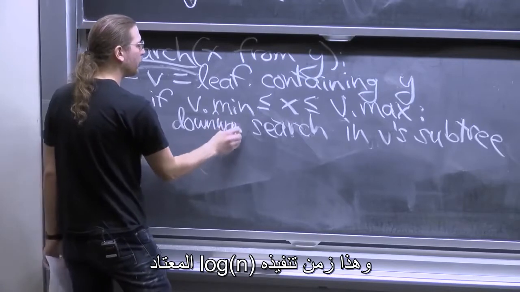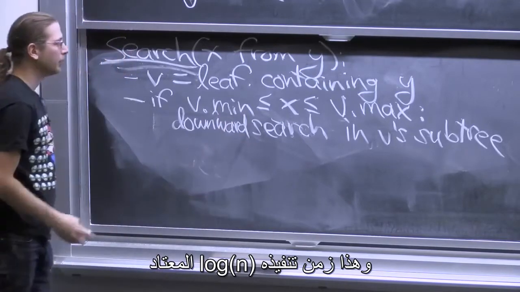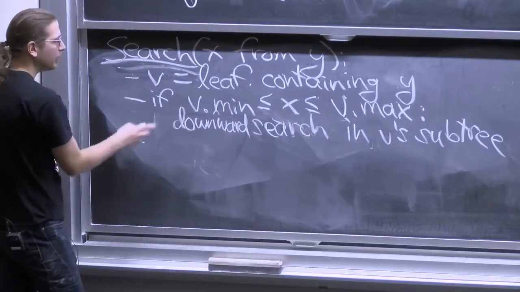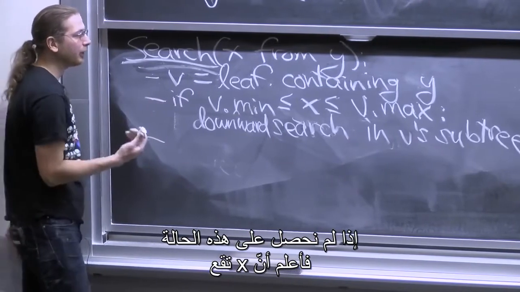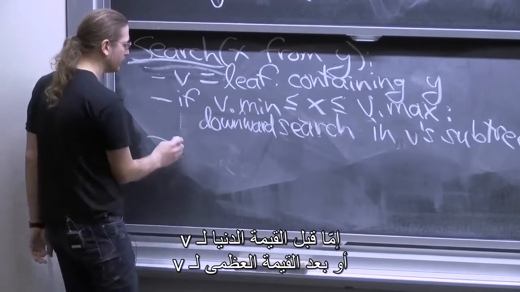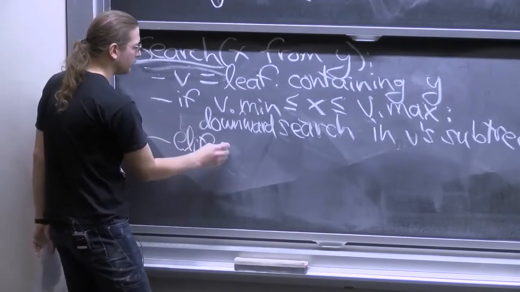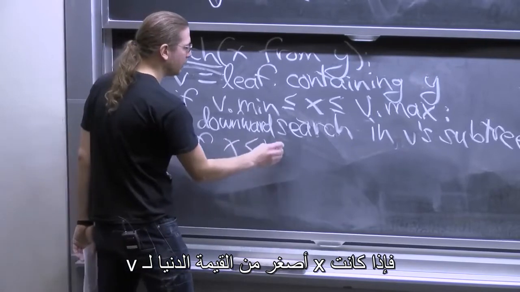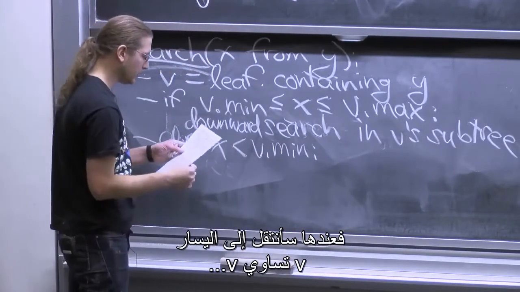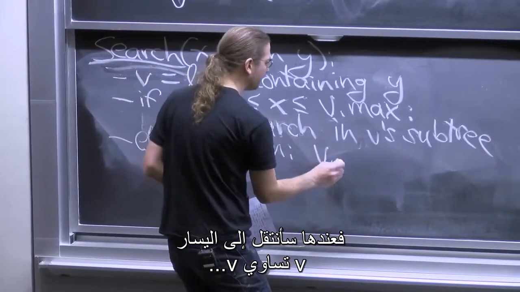This is the usual log n time thing. But we're going to claim a bound better than log n. If this is not the case, then I know x either falls before v.min or after v.max. So if x is less than v.min, then I'm going to go left.